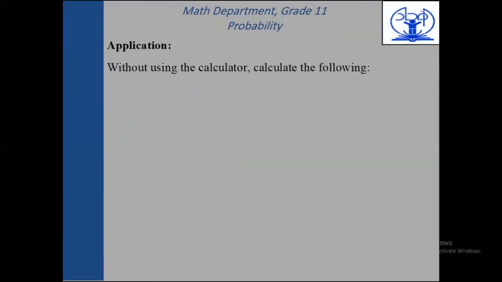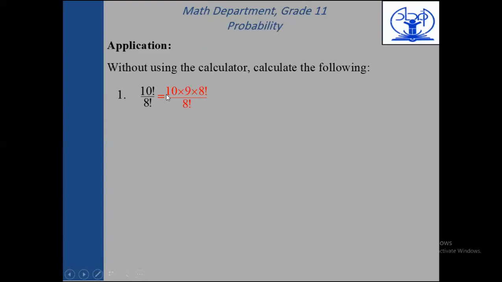Application. Without using the calculator, calculate the following. 10 factorial over 8 factorial. For sure, 10 factorial means 10 times 9 times 8 times 7 times 6 and so on. But what about 10 times 9? When you reach 8, stop, because 8 and down till 1 is there, 8 factorial. So they can cancel out. So you will be left with 10 times 9.